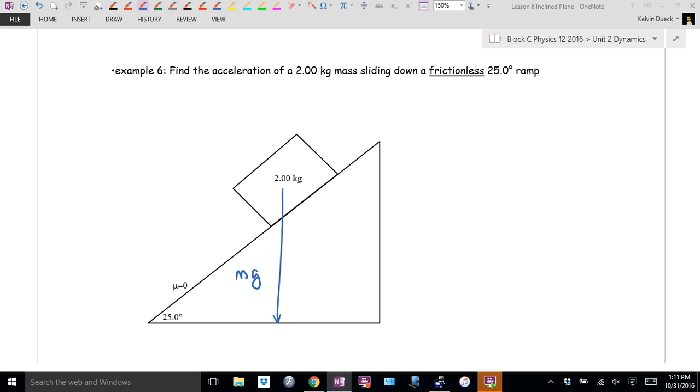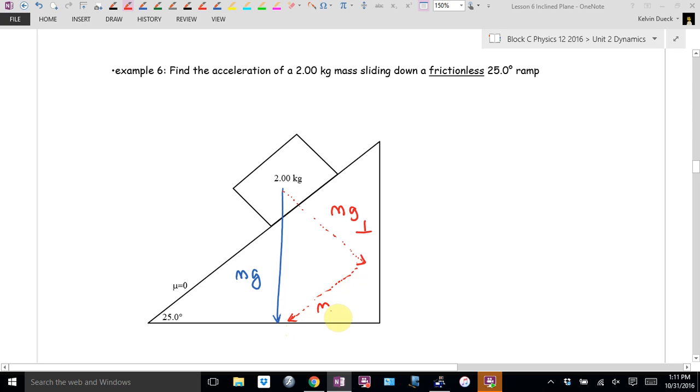What are the components going to be? There's going to be a perpendicular component, and I'm going to stop when I get right to about here. This is going to be mg perpendicular. And there's going to be a parallel component. I want this parallel to be pretty close to the same slant as the ramp. This is going to be mg parallel. And the 90-degree angle goes there.